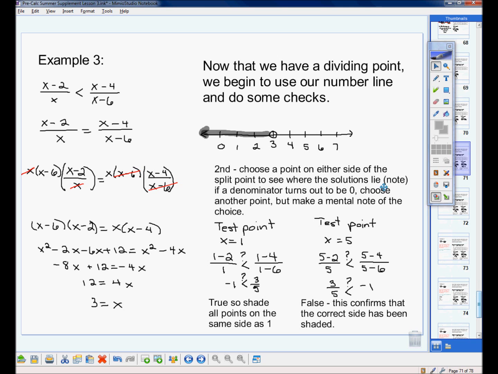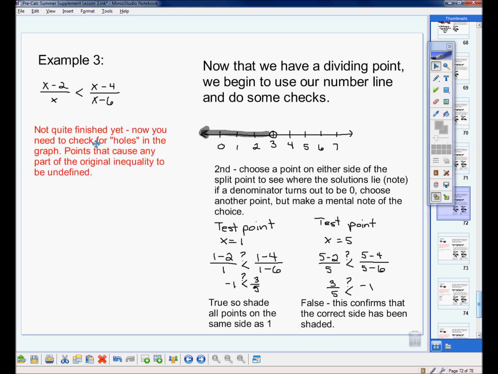The problem is we have some denominators that are not allowed to be 0. So we need to check and see if there are any exceptions, any holes that will be punched in the graph on your shaded region. So let's look for these holes. We look for the holes by setting each denominator equal to 0, because we know if we had a 0 in the denominator, that would give us an exception.